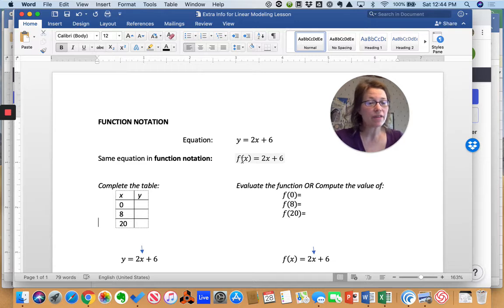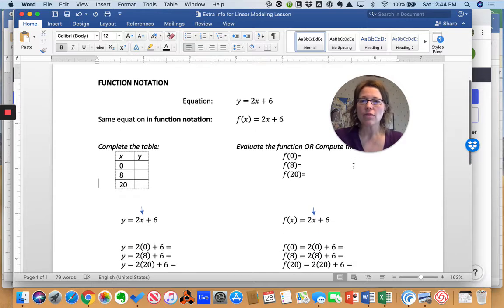This is not f times x. We have to tell from the context that this is function notation. If you see f of x or g of x or some letter with a parentheses and a variable, that's function notation like this. Now, let's say I were given this equation and I was supposed to complete the table.